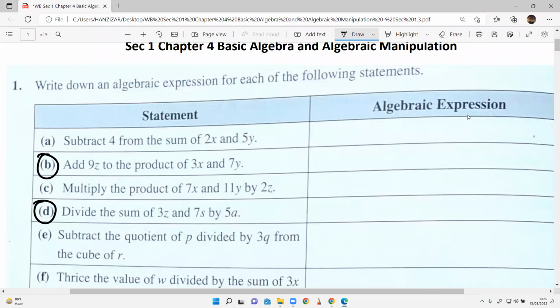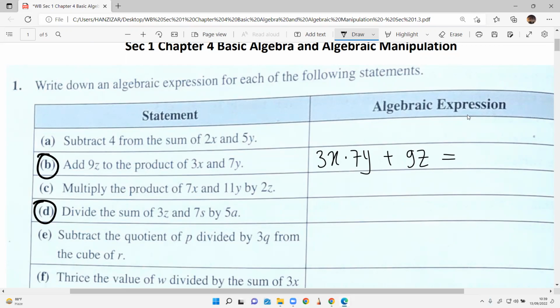Add 9z to the product of 3x and 7y. So 3x times 7y. This looks like n, but it's actually x. And then you add. Add means plus 9z. That's all. Can we say 21x? Yes. So this is the basic understanding, and you can go further.